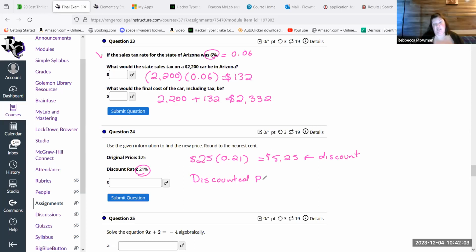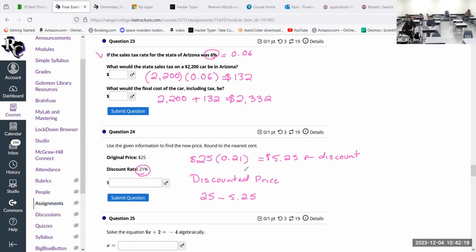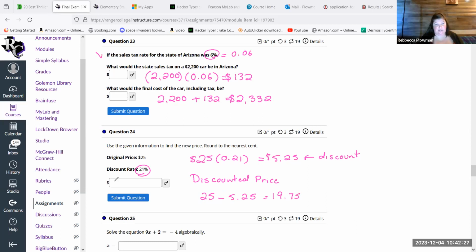So when you're trying to find the discounted price of this object, you take that 25 that you originally paid, and you take off that discount of $5.25. So you're actually paying $19.75.